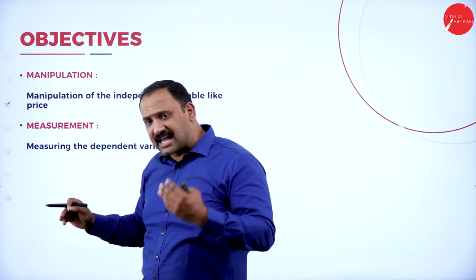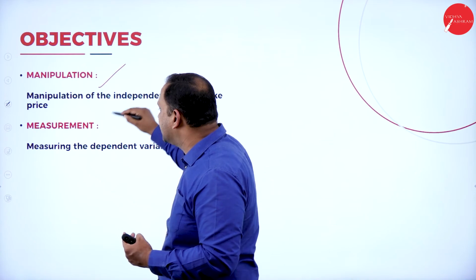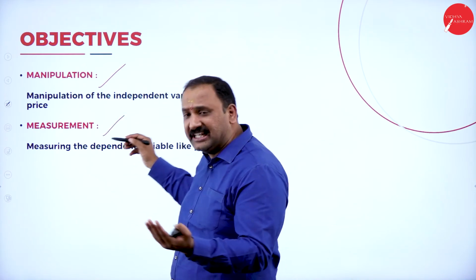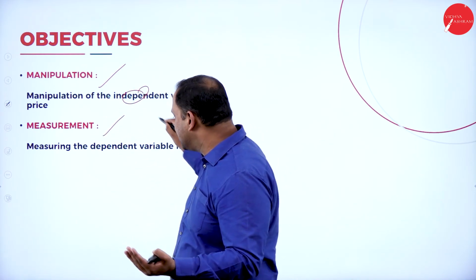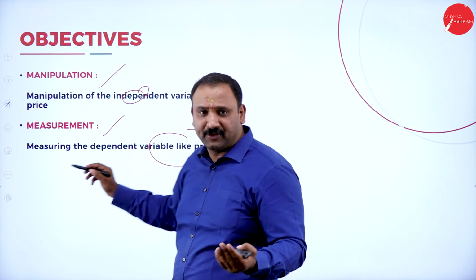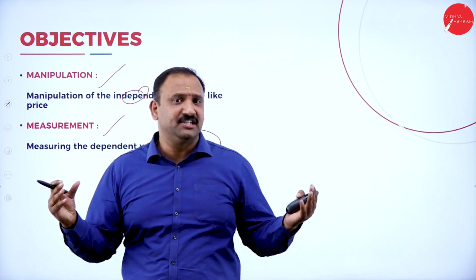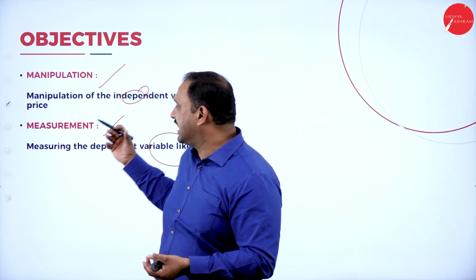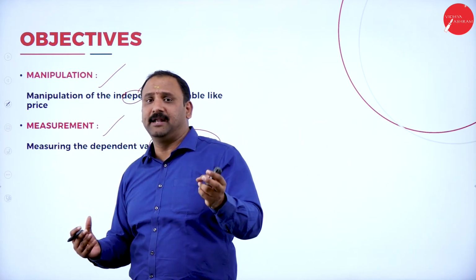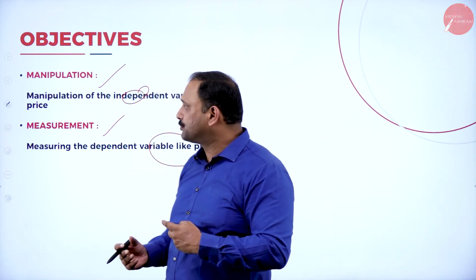So the objectives can be in terms of manipulation and measurement. So manipulation of an independent variable like price, measuring the dependent variable like profit. So I'm going to see how profit is dependent on so many factors. I could even manipulate an agent like a price factor. So how do you manipulate price in order to achieve that profit?